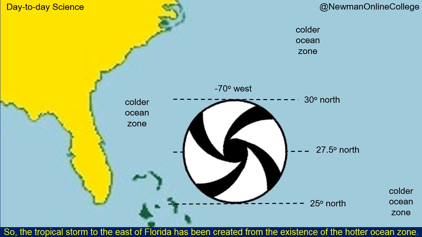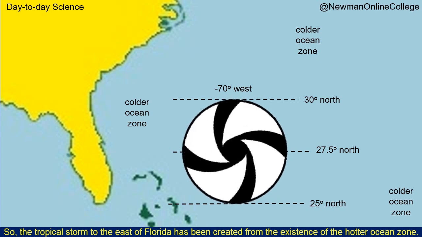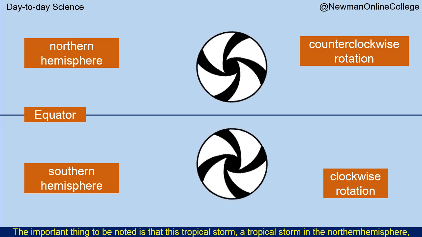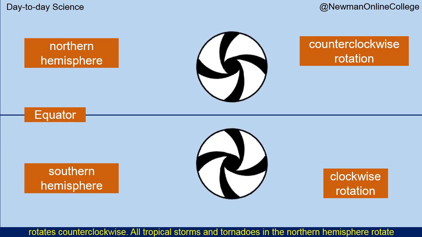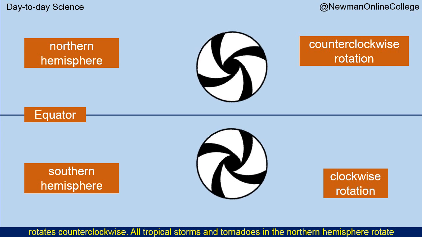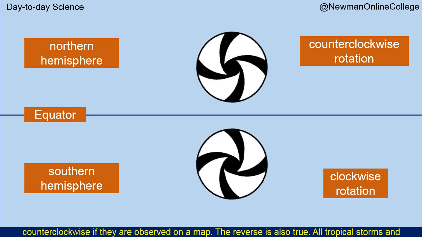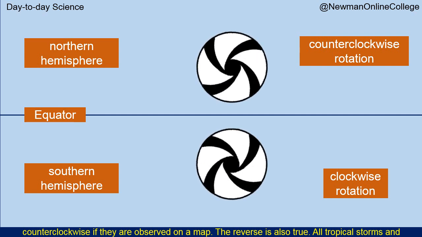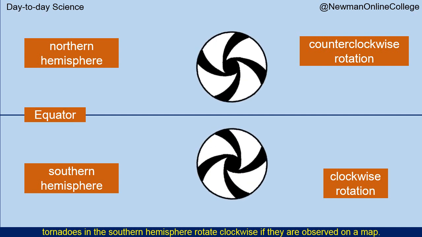So, the tropical storm to the east of Florida has been created from the existence of the hotter ocean zone. The important thing to be noted is that this tropical storm, a tropical storm in the northern hemisphere, rotates counterclockwise. All tropical storms and tornadoes in the northern hemisphere rotate counterclockwise if they are observed on a map. The reverse is also true. All tropical storms and tornadoes in the southern hemisphere rotate clockwise if they are observed on a map.